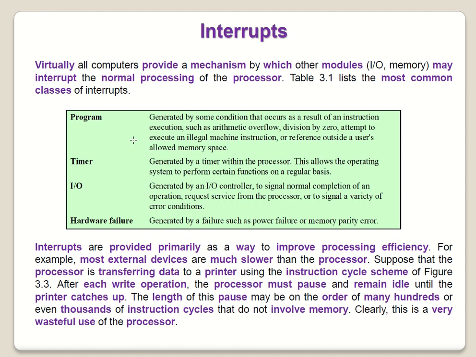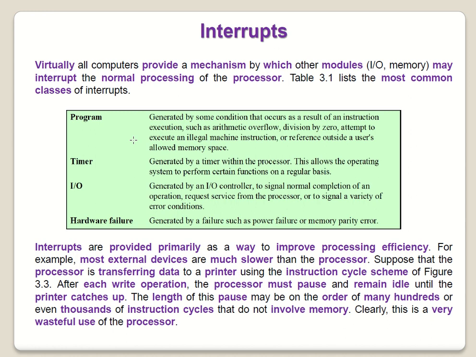Actually, interrupts are to improve the processing efficiency. That is the main idea of the interrupts. For example, you already know that the speed of the processor is different from the speed of the memory or the speed of the IO devices. IO devices are slower than the processor. Even the memory is slower than the processor.